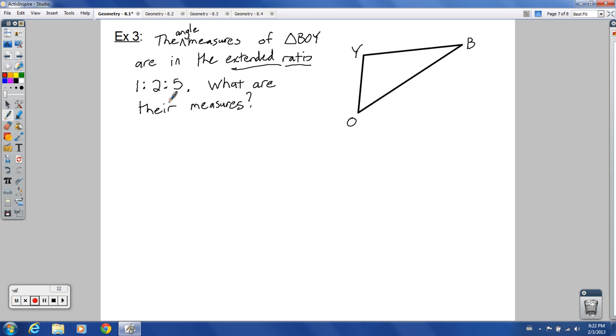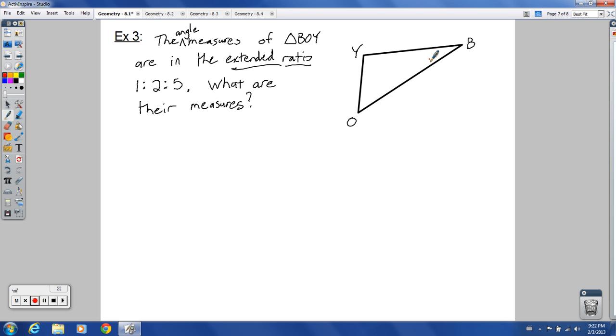So since these are the extended ratios, let's get out that different color again. It's saying that it goes in this order. So B to O to Y is going to match up with 1, 2, and 5. So B matches up with 1, O matches up with 2, and Y matches up with 5. It's not saying that this is 1 degree and that this is 2 degrees and this is 5 degrees. It's saying that whatever these are, the angles are going to be in that 1 to 2 to 5 ratio.